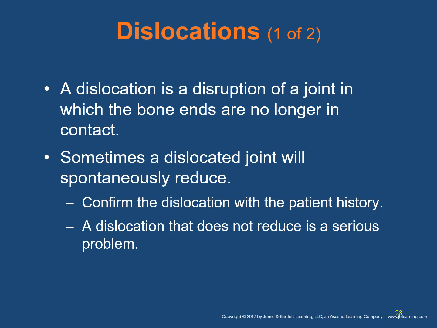Sometimes a dislocated joint will spontaneously reduce or return to its normal position before your assessment. You will be able to confirm the dislocation only by taking a patient history. A dislocation that does not spontaneously reduce is a serious problem. Commonly dislocated joints include fingers, shoulder, elbow, and knee.